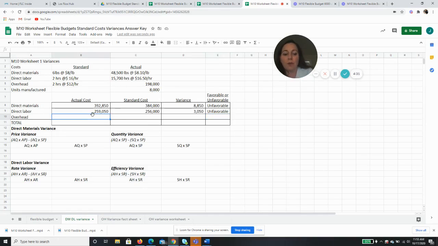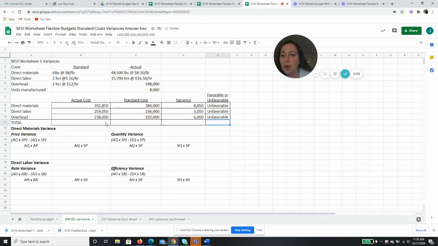Overhead. So our actual overhead, we were told, is just 198,000. Easy enough. Our standard is the 8,000 units we actually produced times 2 hours per unit times $12 an hour. So 192,000. So our variance is our actual of 198,000 minus our standard of 192,000, for $6,000. Our actual is more than our standard, so it is unfavorable.